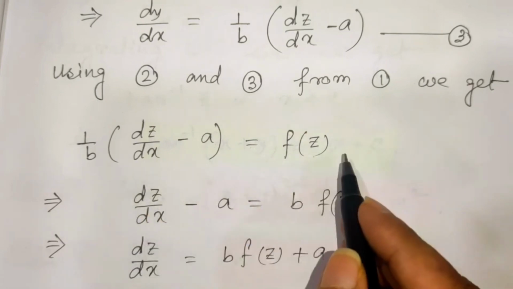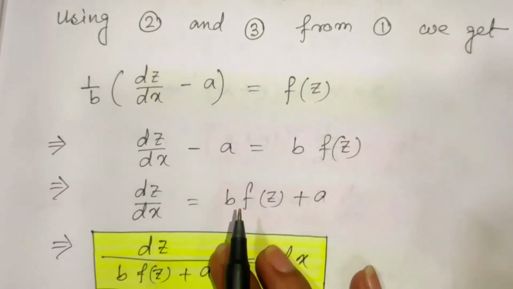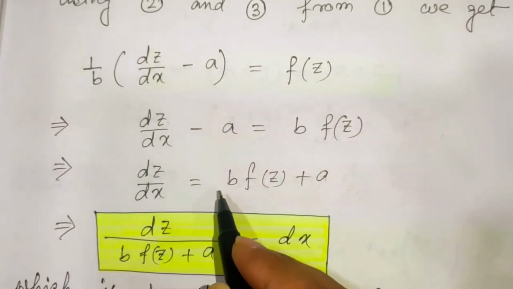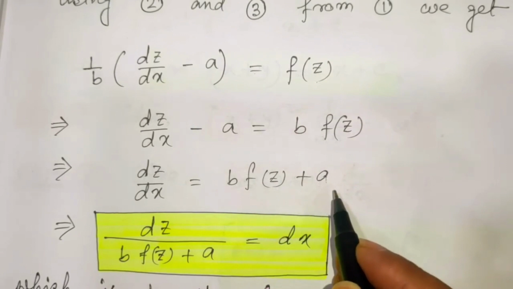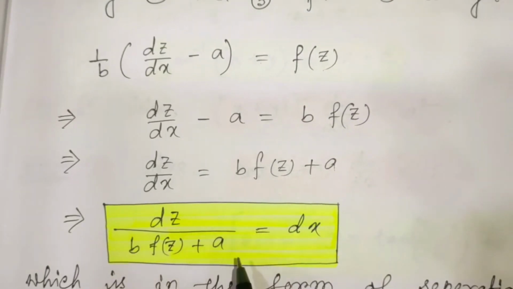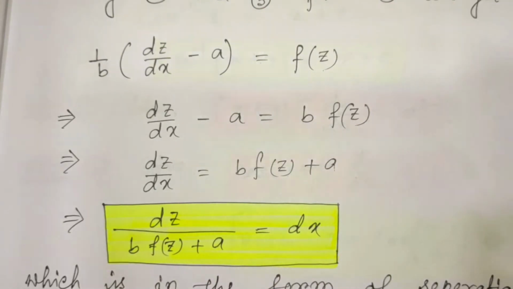So now after getting this one, if we simplify, then we shall find it is in the form of dz by dx is equals to b f of z plus a. So we can separate the variables z and x here, so that after separation we can write dz divided by b into f of z plus a is equals to dx. Now it is a very simple thing. As in the previous one, we can solve this one just by integrating both sides.